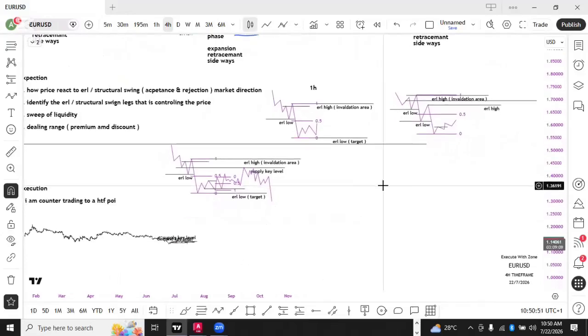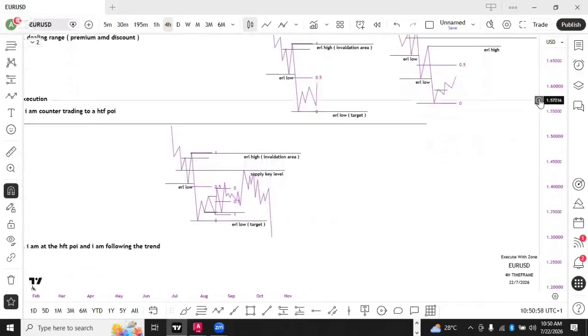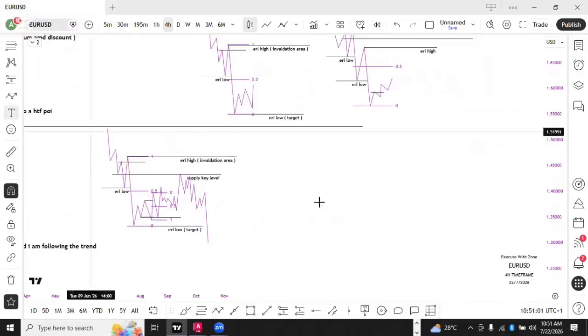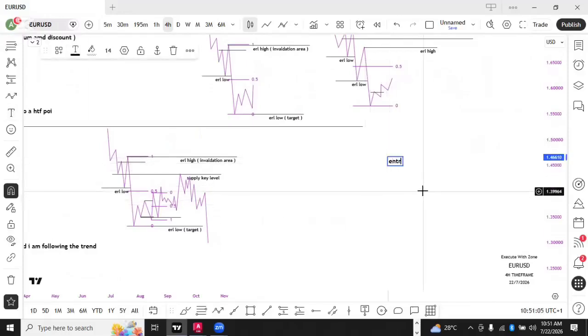Let me just tell you, there's something we need to know: the type of entry I use. Let me write it here. The entry I use is QM, A shape, V shape, DKL, which is disrespected key level, and what I call plug and play.